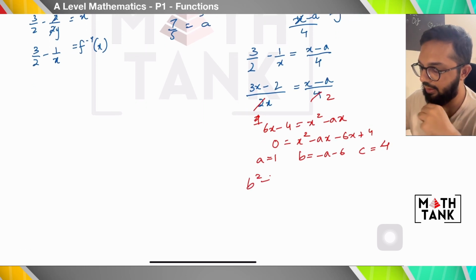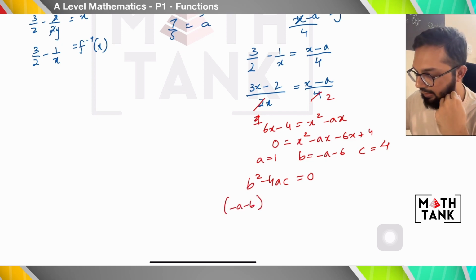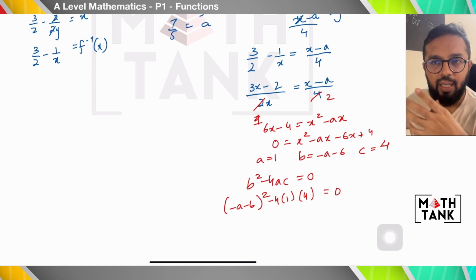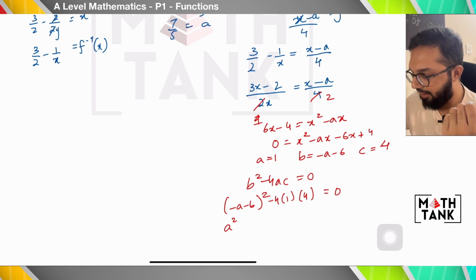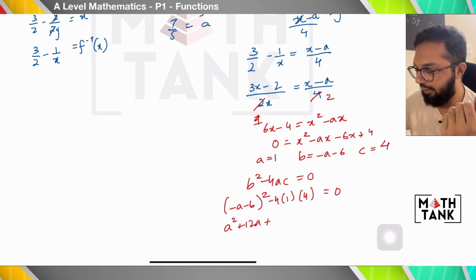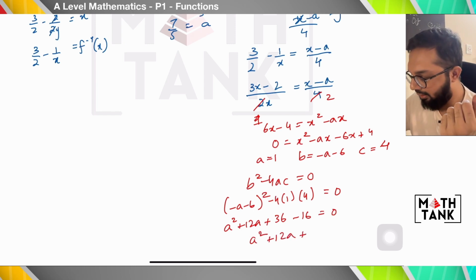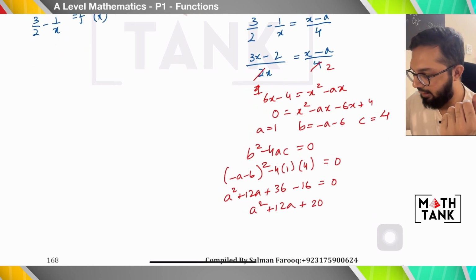So b squared minus 4ac, because of equal roots, equals 0. So minus a minus 6 whole squared minus 4 times 1 times 4 equals 0. This bracket will expand with (a plus b) whole squared. If you are confused, just break it up into two brackets and multiply minus a minus 6 and into minus a minus 6. Okay, a squared plus 12a plus 36 minus 16 equals 0. a squared plus 12a plus 20 equals 0.